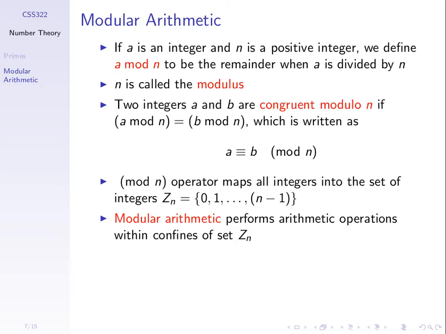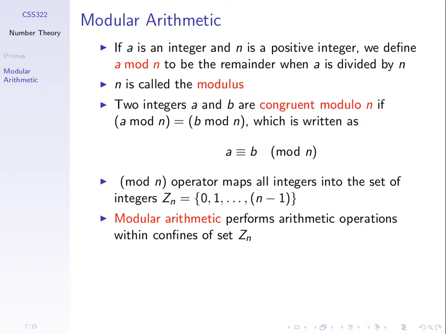So what mod n does, mod n is an operator that maps all integers into the set of integers defined as Zn. That is, mod n as an operator, as the input, we can have any integer. And the result will always be an integer from 0 up until n minus 1. If n is 10, for example, mod 10 means that any number mod 10, the result will always be between 0 and 9. And that's defined as the set Zn. So the result of mod n is always a positive number between 0 and n minus 1.